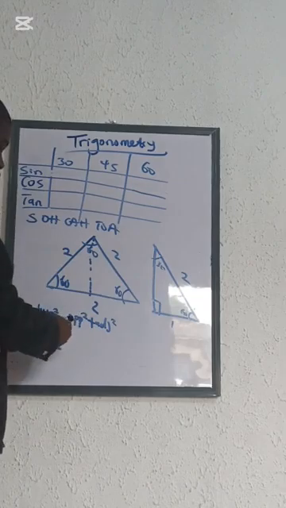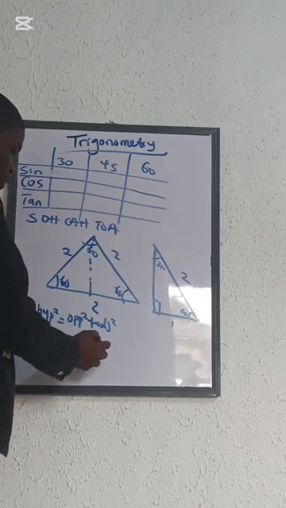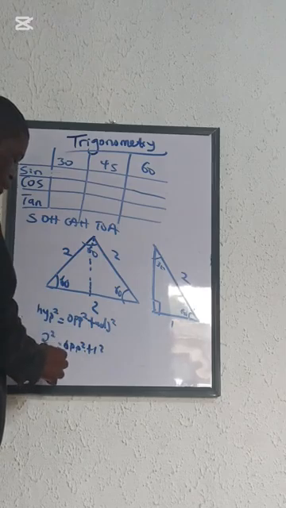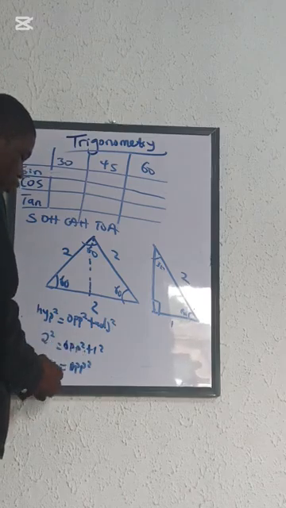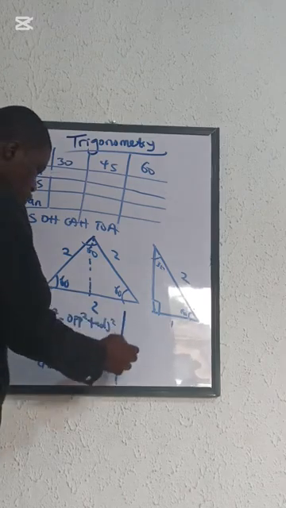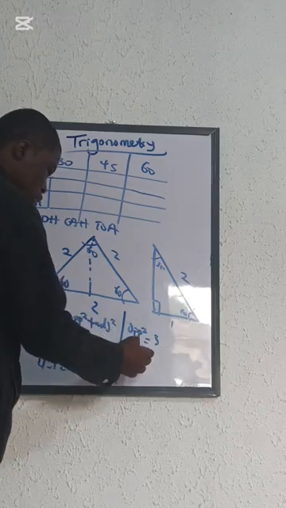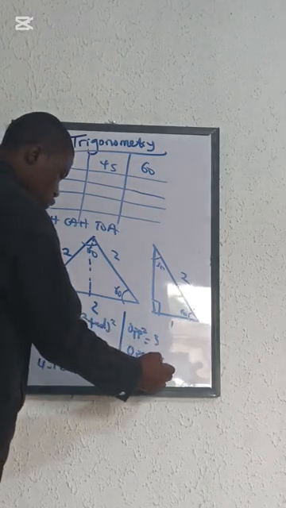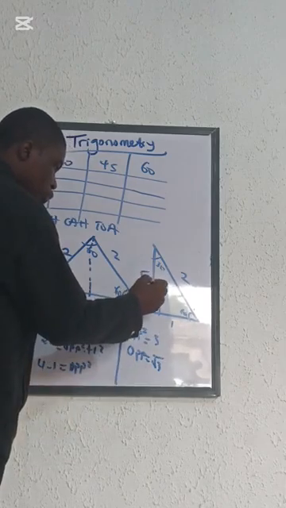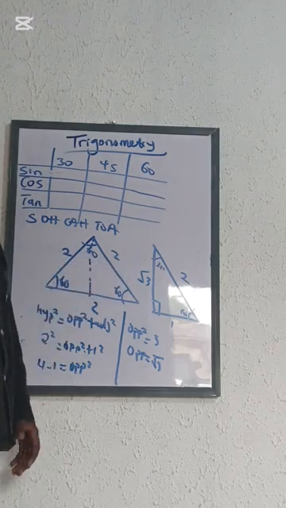So opposite square plus 1 square equals 2 square. So we have 4 minus 1, opposite square equals 3. So opposite will be what? Root 3. So here will give us root 3.